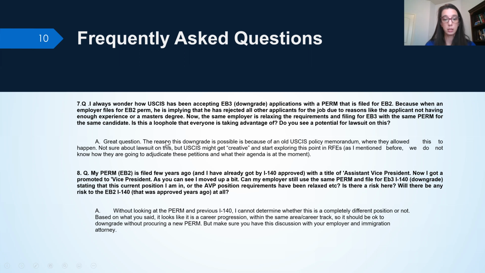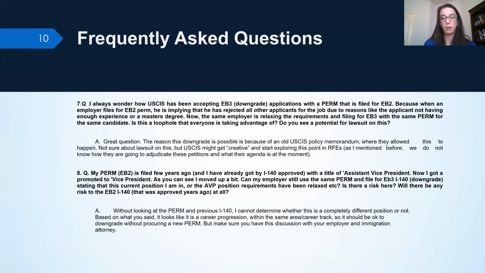So that's a great question. One of the reasons the downgrade is possible is because of an old USCIS policy memo, where they allowed this to basically happen, and I'm not sure about a lawsuit. I don't know what they will be doing, but as I said, USCIS might get creative and start exploring these points in an RFE. From what I'm hearing, some people are getting those RFEs asking for the recruitment process, the PERM, and this and that. Not too common yet. I just heard somebody sharing that.